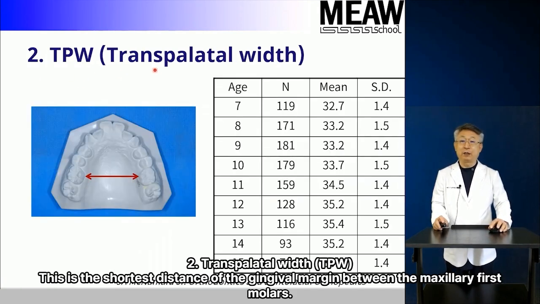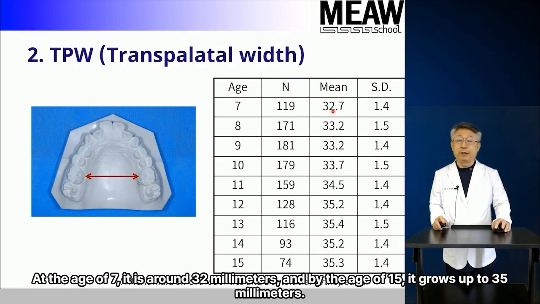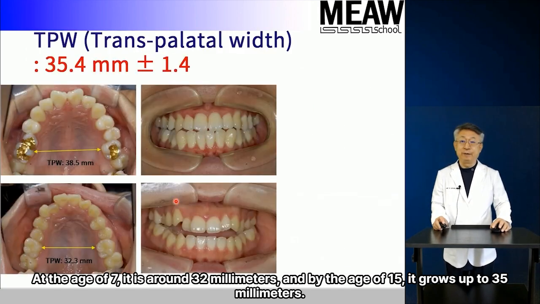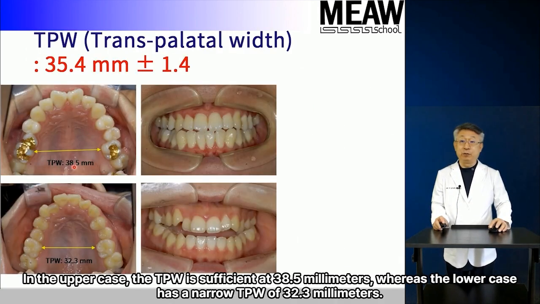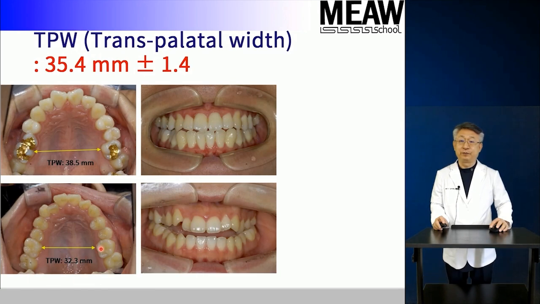2. Transpalatal width. TPW. This is the shortest distance of the gingival margin between the maxillary first molars. At the age of 7, it is around 32 millimeters, and by the age of 15, it grows up to 35 millimeters. In the upper case, the TPW is sufficient at 38.5 millimeters, whereas the lower case has a narrow TPW of 32.3 millimeters.